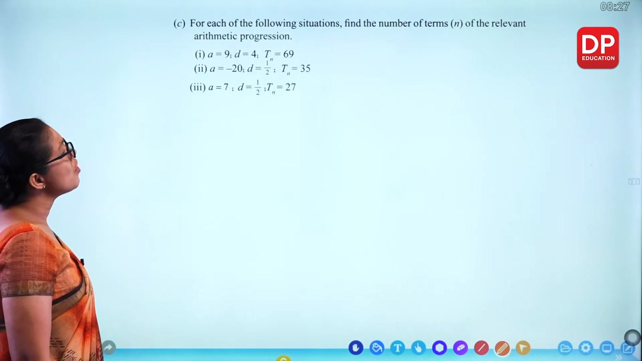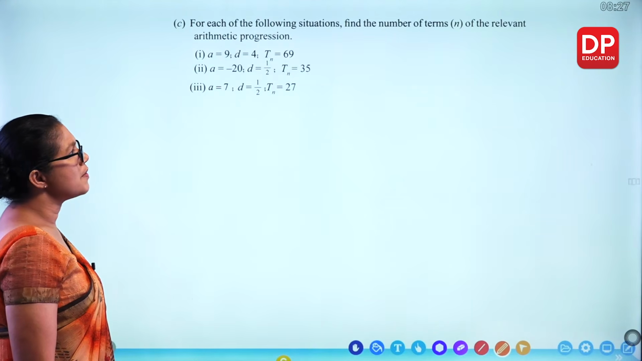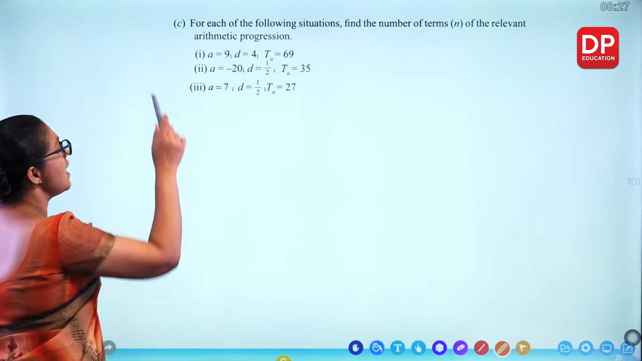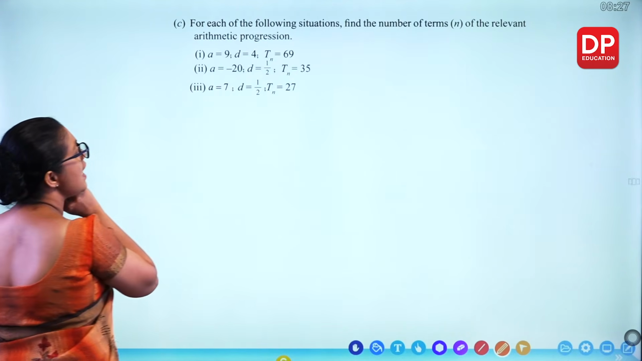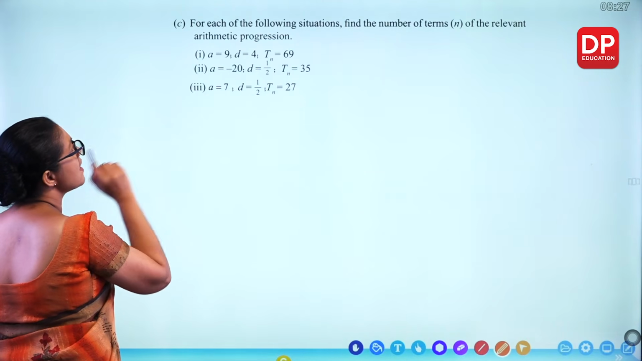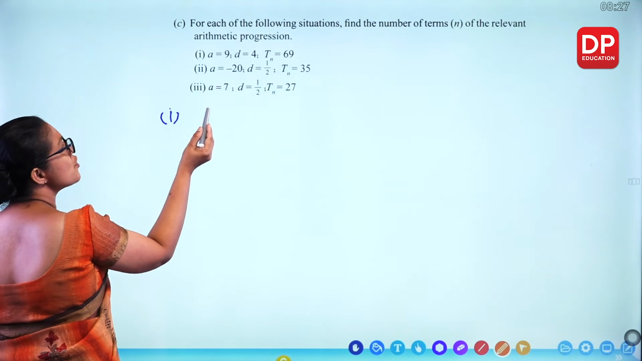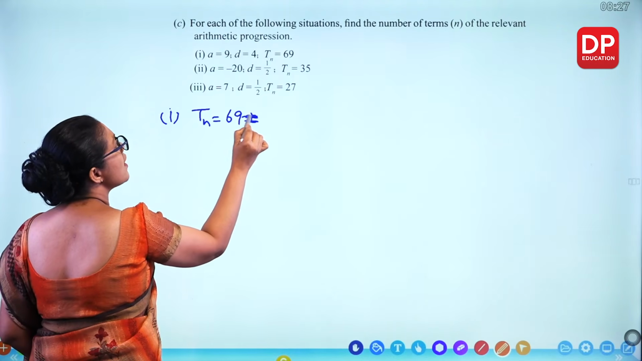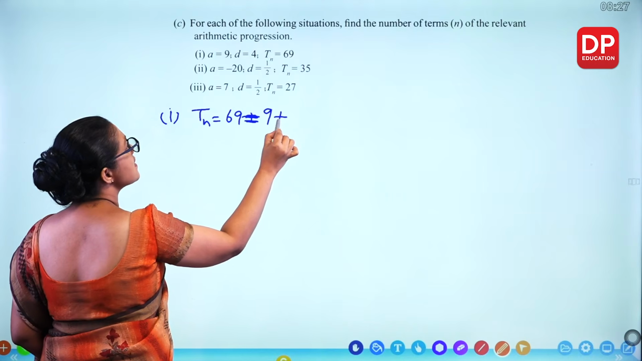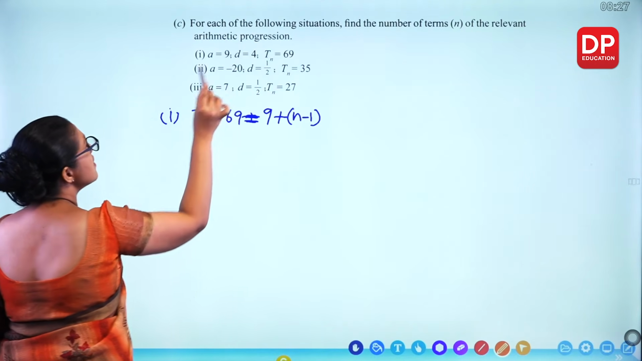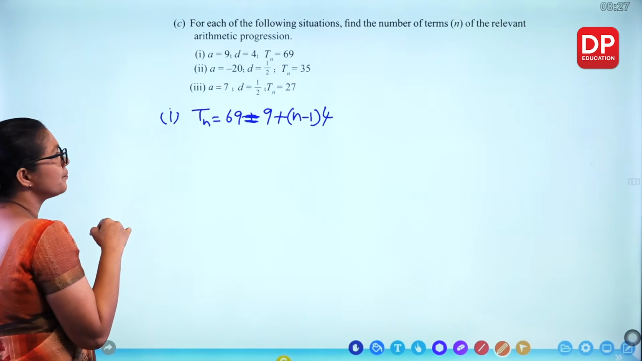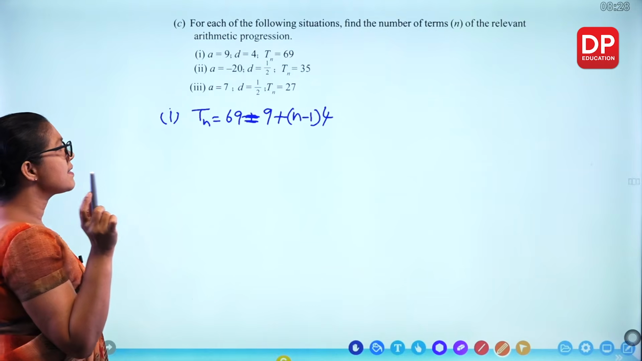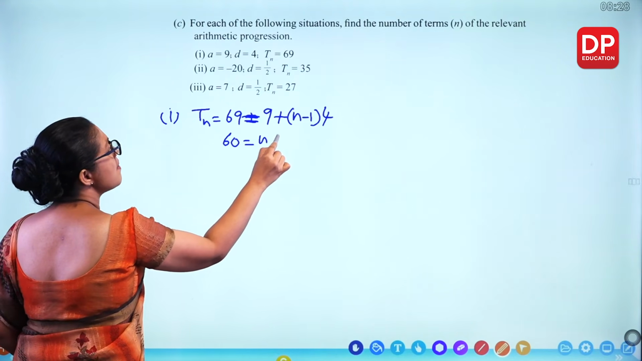Part C. For each of the following situations, find the number of terms of the relevant arithmetic progression. Now you are asked to find out n. A is given, D is given, you are asked to find out n when Tn is given 69 first. So substitute to the formula, Tn equals 69. What's the formula? First term plus n minus 1 D. D is 4. Here you can do this way also. Subtract 9. 69 minus 9 is 60. 60 equals n minus 1, 4.